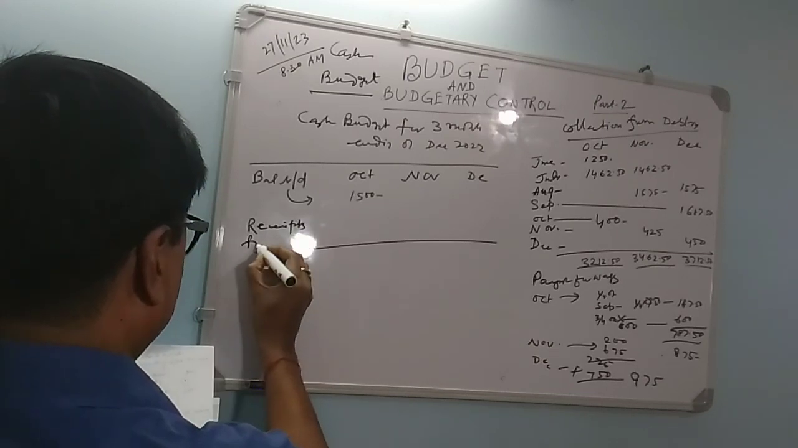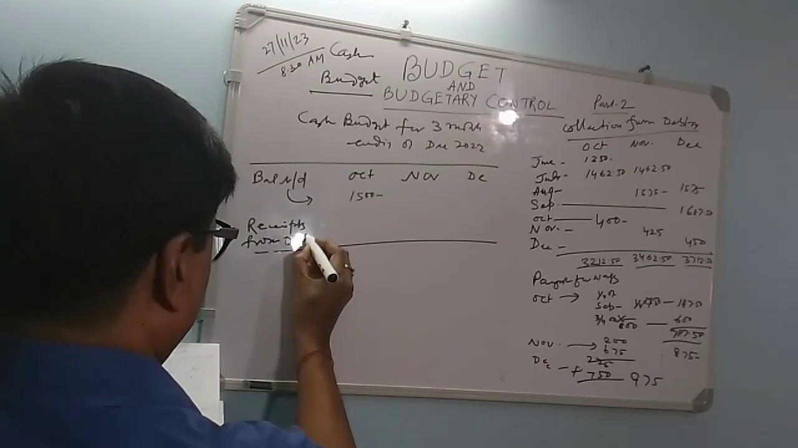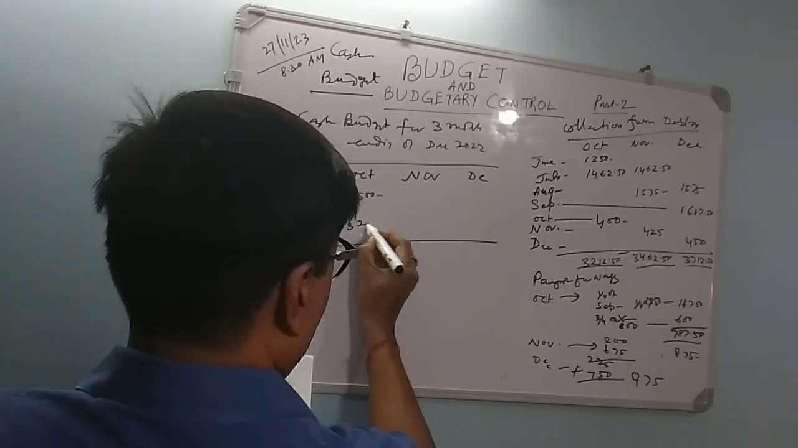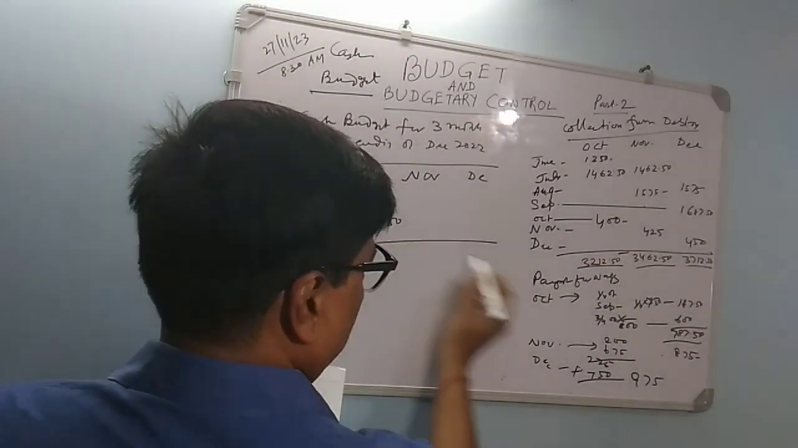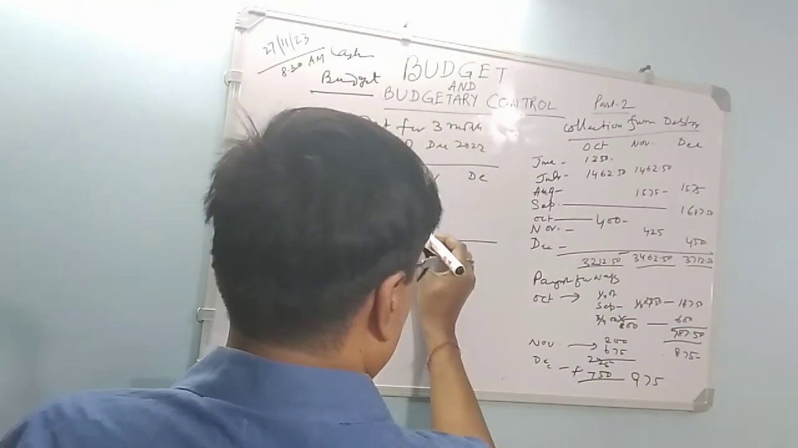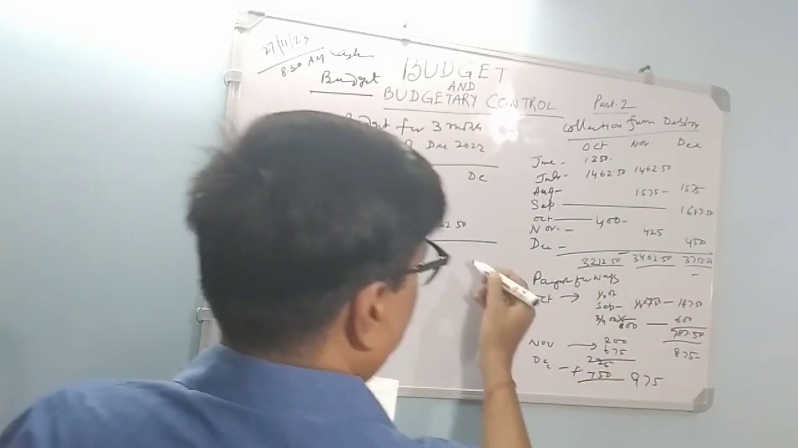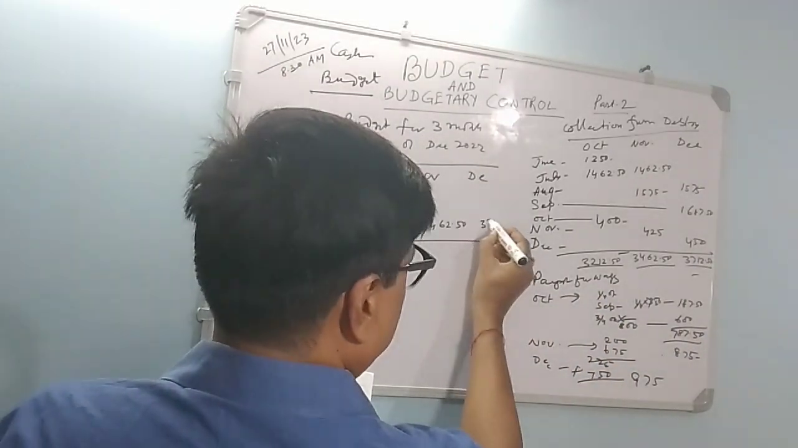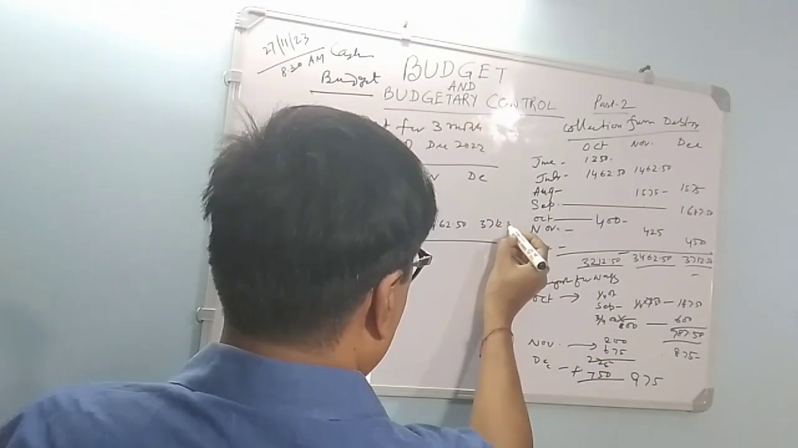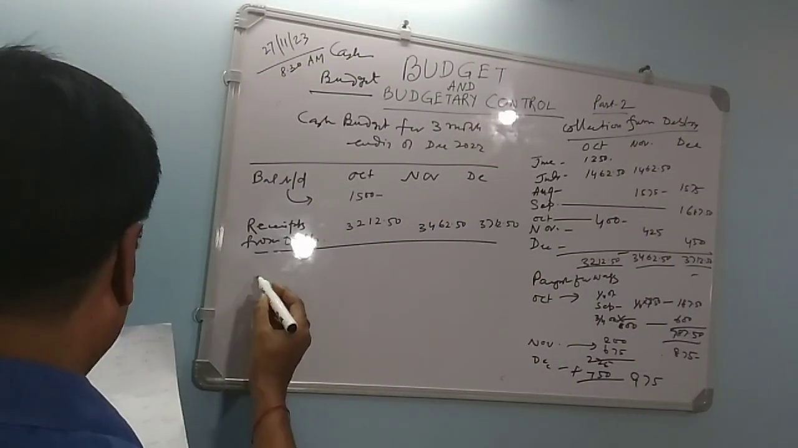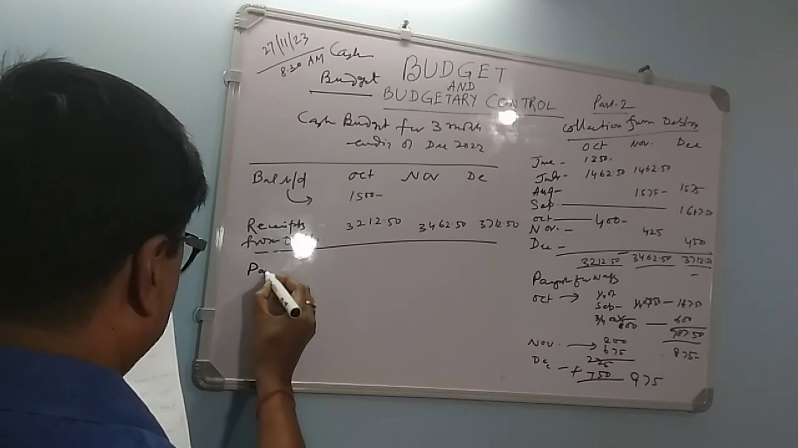Receipts from debtors, as you have calculated, are 3212.50 and 3462.50, and for December, 3712.50. So this is the thing. Now you have to make all your payments.